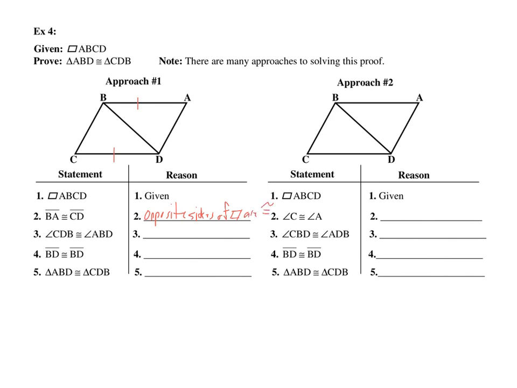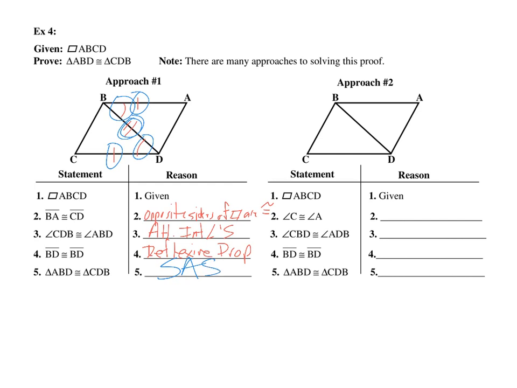Then CDB is congruent to ABD. Those are alternate interior angles. And then we have BD is congruent to BD. That's simply the reflexive property. And then which shortcut can we apply now? Well, we have side, angle, side. SAS.